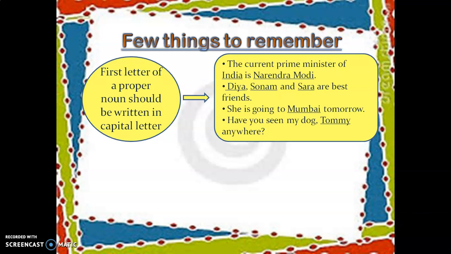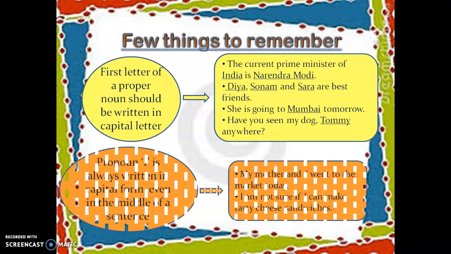She is going to Mumbai tomorrow. Mumbai is proper noun. So, first letter of Mumbai has to be in capital. Have you seen my dog Tommy anywhere? Tommy again is a proper noun. So, first letter of Tommy will be capital.